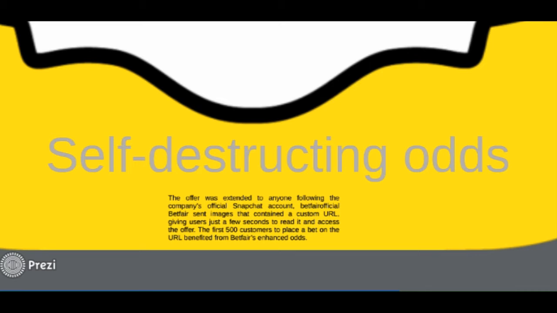The offer was extended to anyone following the company's official Snapchat account, Betfair Official, during the Chelsea versus Everton and Crystal Palace versus Manchester United Premier League fixtures. Betfair used this feature to send images that contained a custom URL, giving users just a few seconds to read it and access the offer. The first 500 customers to place a bet on the URL would benefit from Betfair's enhanced odds. Once again, this could be a great way to reduce risk on events, as only those people who like to bet on the UFC favorites would be given the offer.